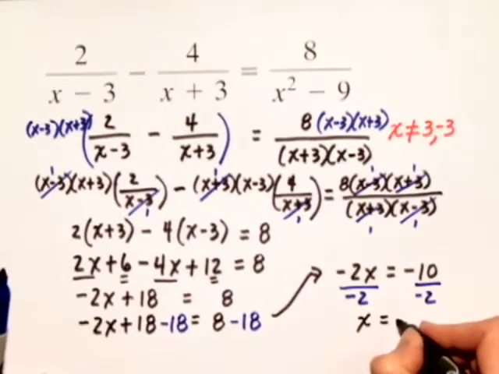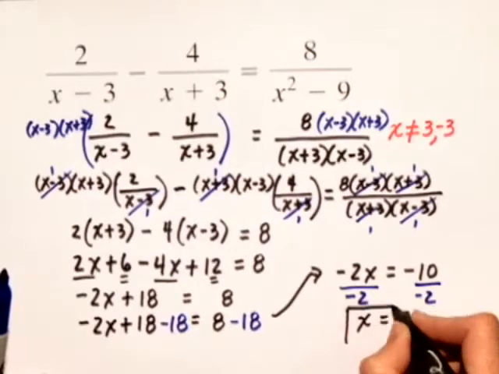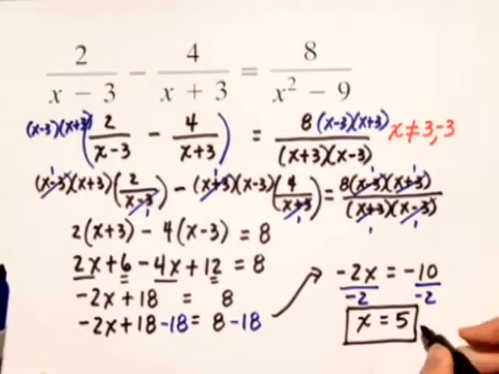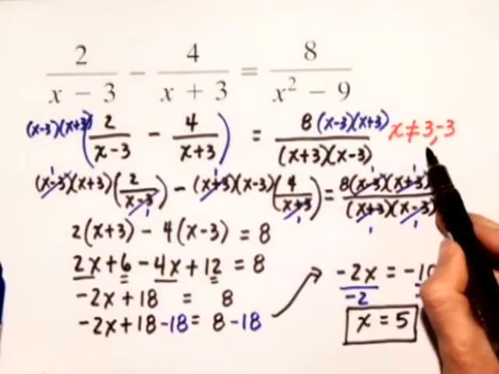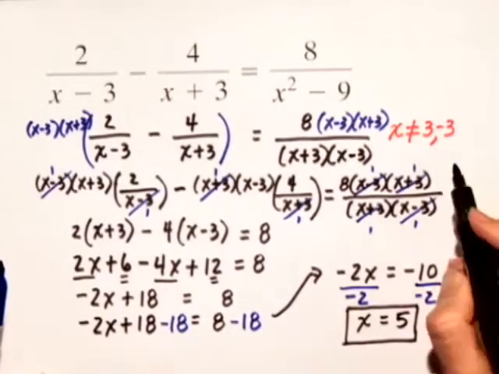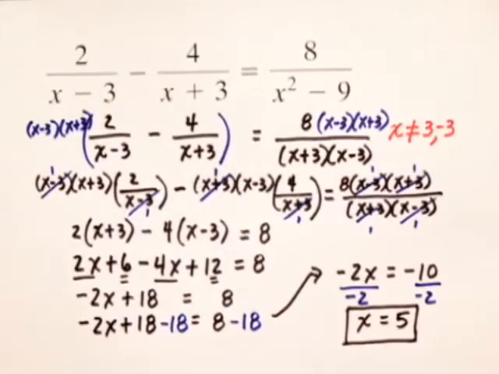Our last step is to divide both sides by negative 2, and we're left with our solution. x is equal to positive 5. Now notice that this solution, x equals 5, is not part of our restricted values that we talked about in the beginning. So our solution set is x is equal to 5.